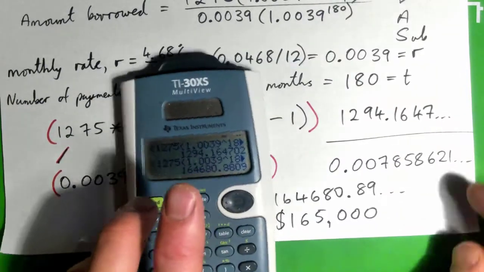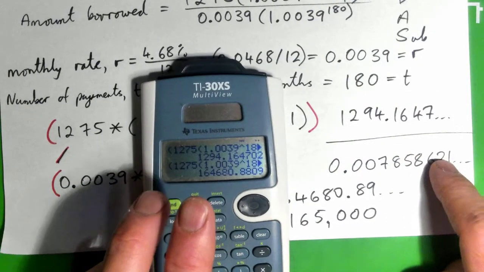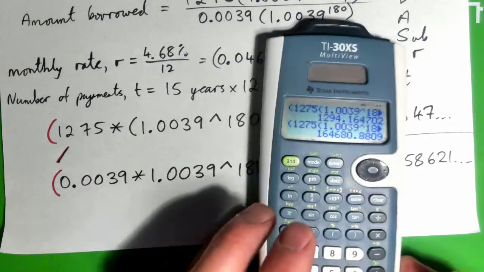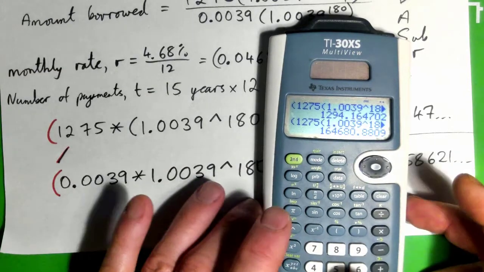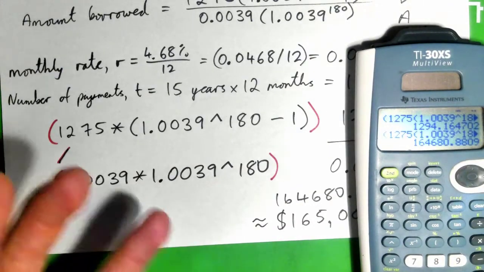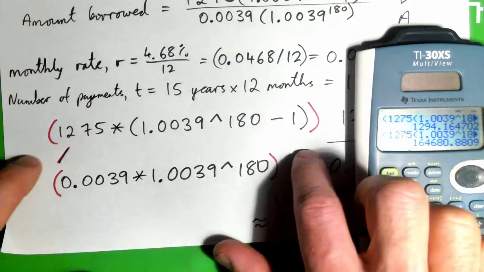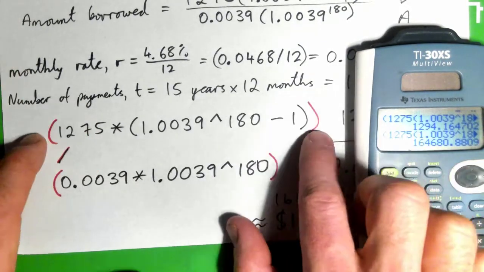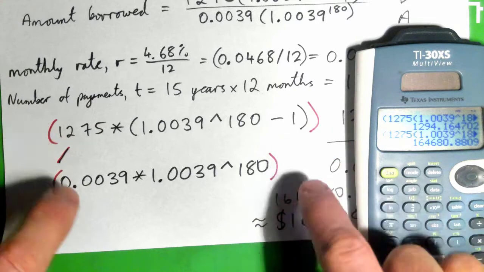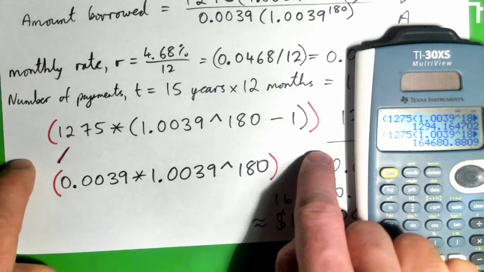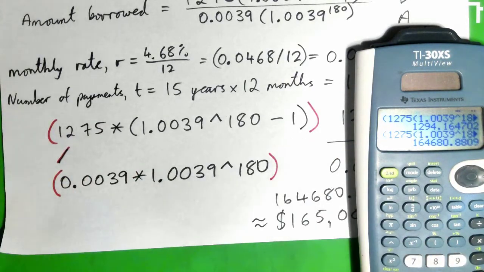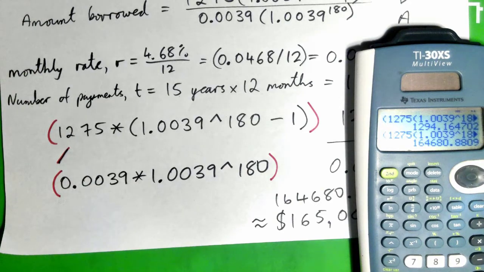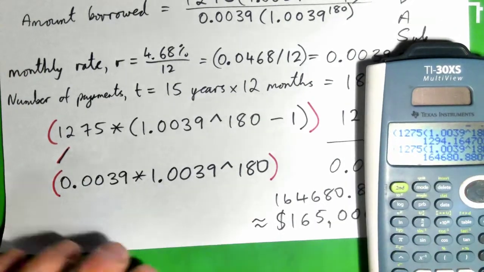Probably better to do maybe the top then the bottom, then divide, just to double check your work. And if you try to do a one line entry, it's easier to make a mistake. But it's perfectly fine if you're clear on what you're doing. You're calculating the top, you're calculating the bottom, put them in parentheses and divide, right? So in any case, $165,000.